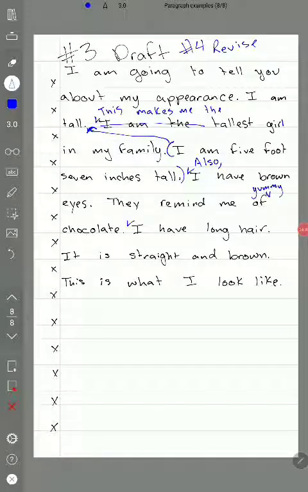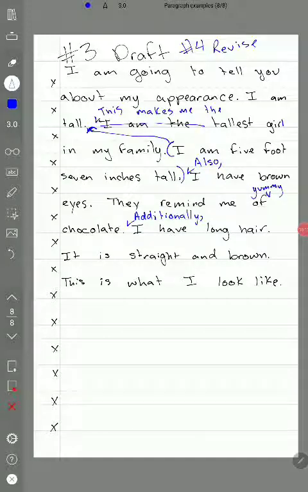Then I need another transitional phrase. I have long hair. How about I'm looking at my list to add information. How about, additionally? Yeah, one can say it. Additionally, because I'm adding information. Additionally, I have long hair. It is straight and brown.